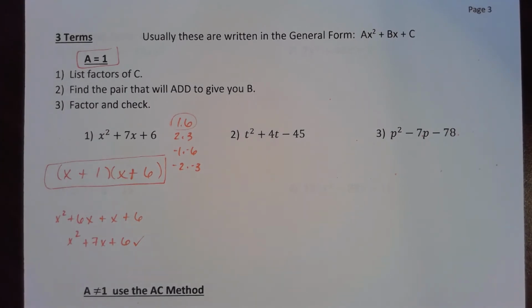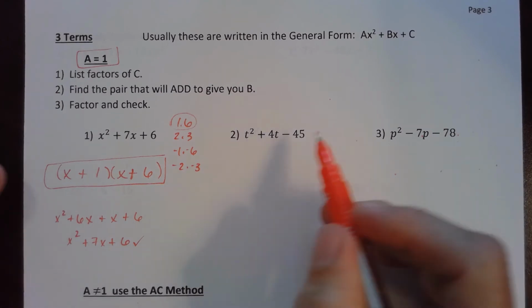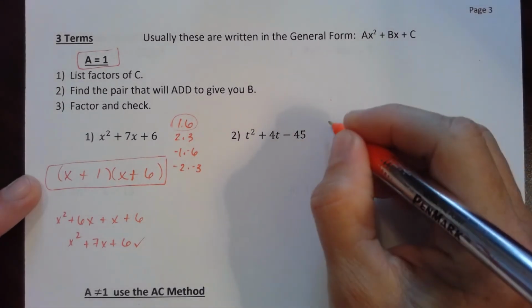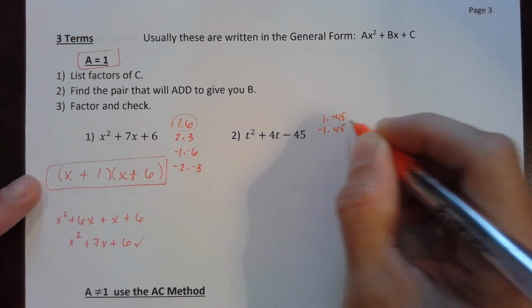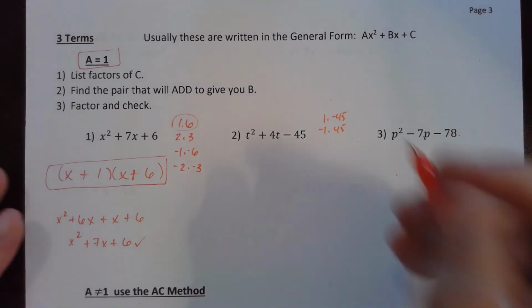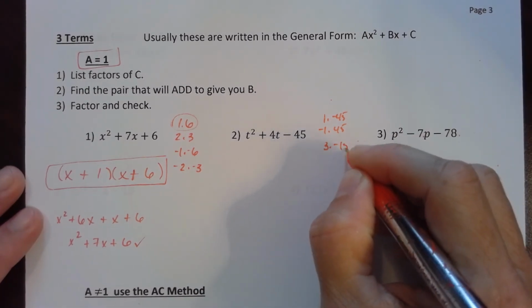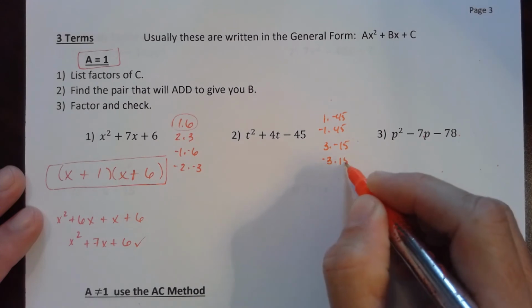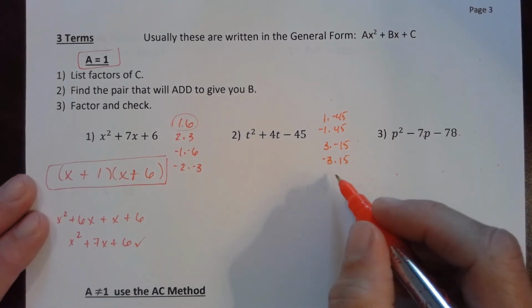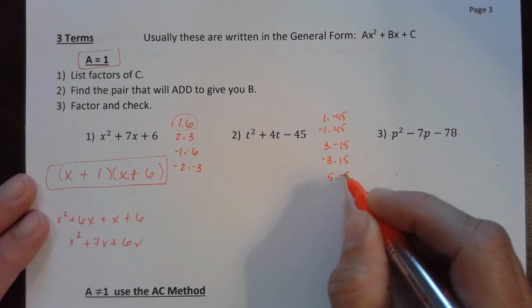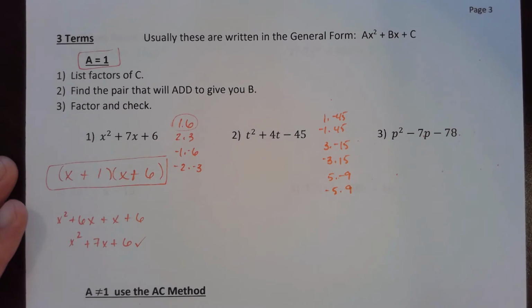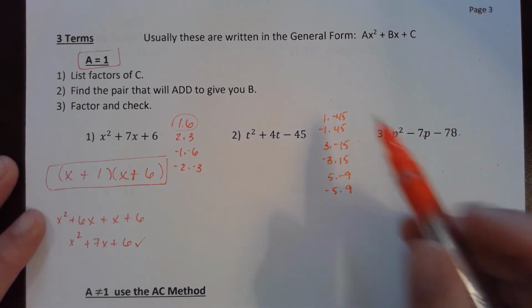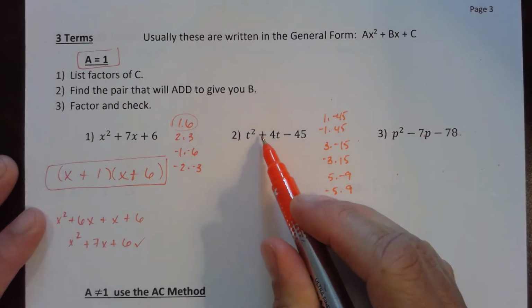So what about the next one? We need factors of negative 45. So we have 1 times negative 45, or negative 1 times 45. Let's see, we have 3 times negative 15, and negative 3 times 15. We have 5 times negative 9, and negative 5 times 9. So these are the numbers that will multiply to give us a negative 45. Out of all of those, which one will add up to a positive 4?